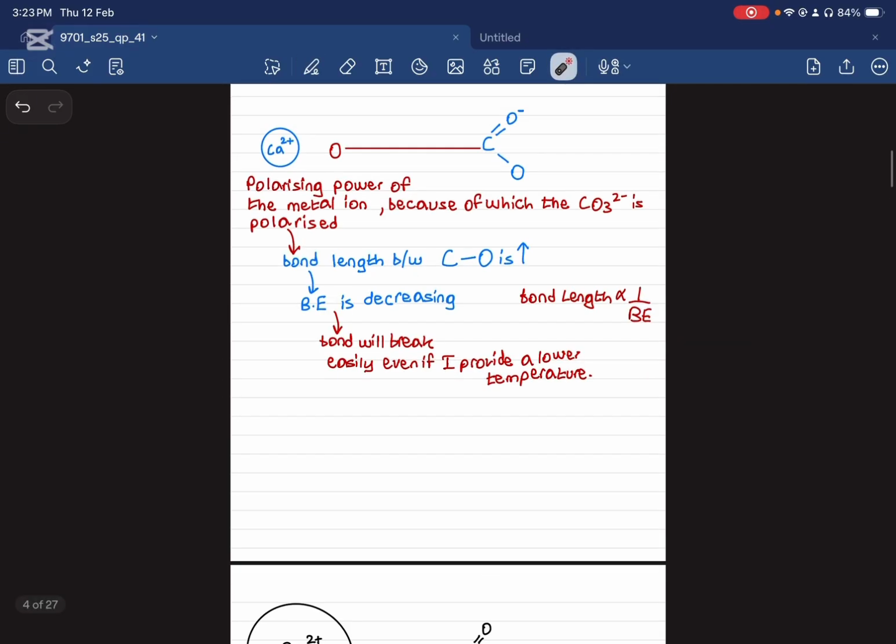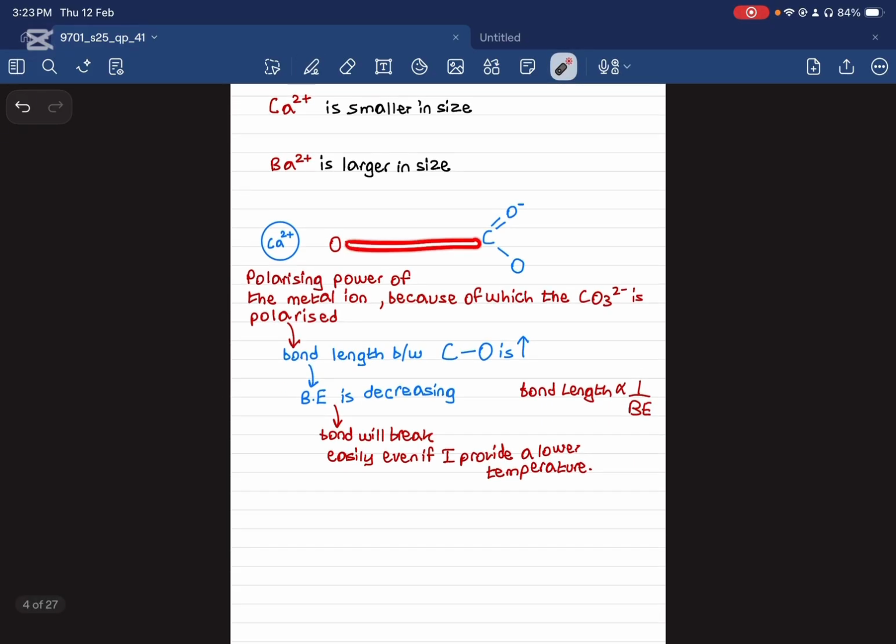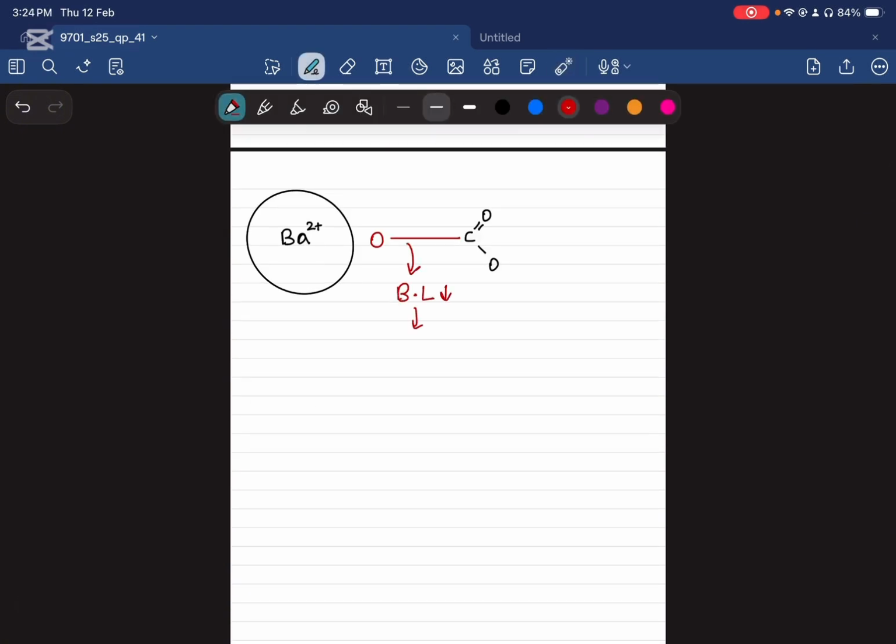So now, which bond length do you think is higher? Number one or number two? Number one, because the bond length here is higher, the bond energy here is lesser, meaning this bond is going to break more easily even if you provide a lower temperature. But because here the bond length is lesser, the bond energy is higher, which means that this carbonate ion is more thermally stable. This is basically the entire topic of thermal stability of group 2 carbonates.